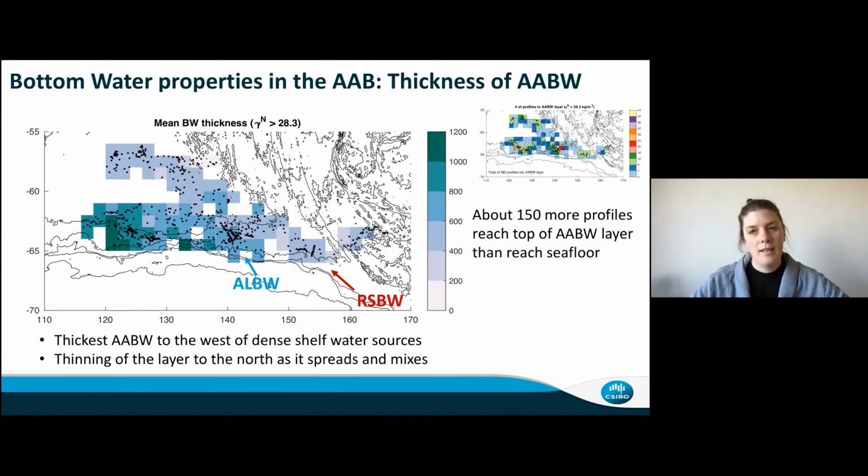And then in terms of thickness, you have just about 150 more profiles that reach the top of the bottom water layer rather than the sea floor. So there's a bit more data that goes into this map. But what you see is a thickening of the bottom water layer as you move west along the slope, with the thickest values near 120 east. That's getting up higher than 1,000 meters of bottom water in that region as it pools up on the end of the slope there. And then you see thinning as it spreads and mixes to the north.